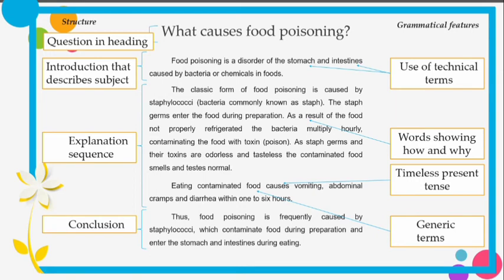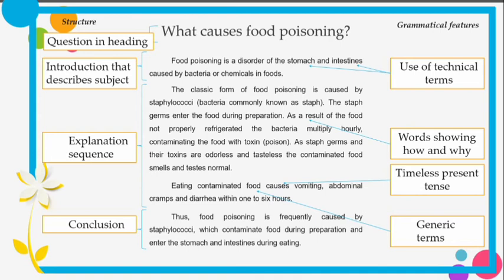I will give you another example of explanation text. This is "What Causes Food Poisoning?" From the title, we can know that the text is an explanation text because the reader needs a reason, or an answer, about what causes food poisoning. Let's read the text first.